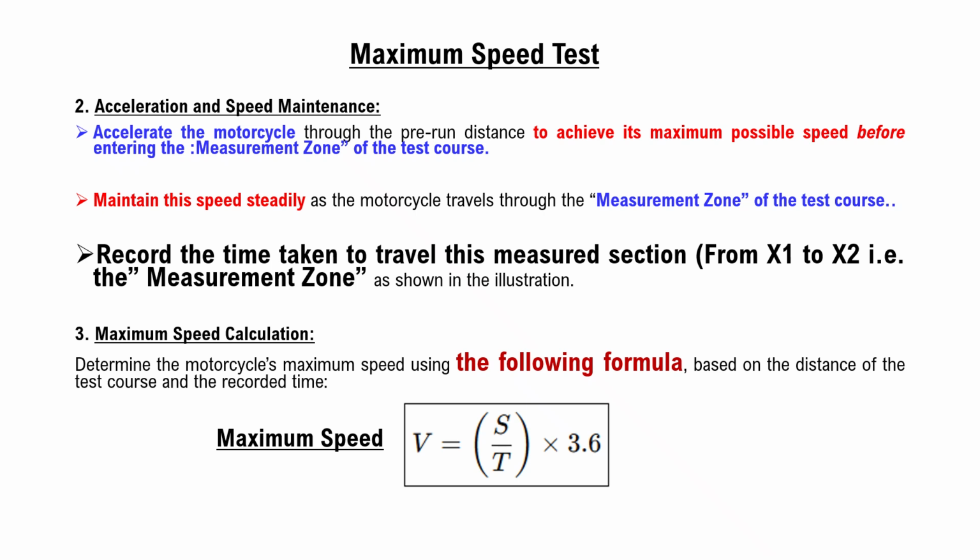After recording the time, the maximum speed will be calculated by using the following formula. Maximum speed V is equal to S divided by T multiplied by 3.6, where S is the distance from the point X1 to X2 in meters. T is the time required to travel from the point X1 to X2 in seconds.